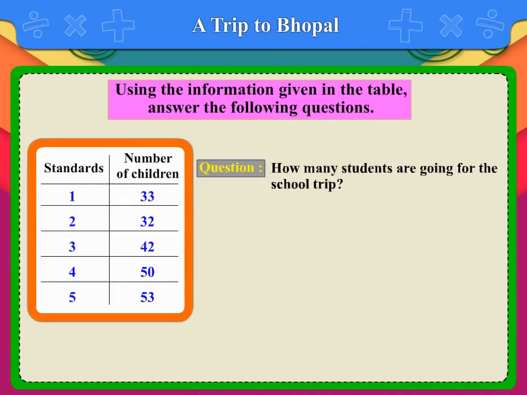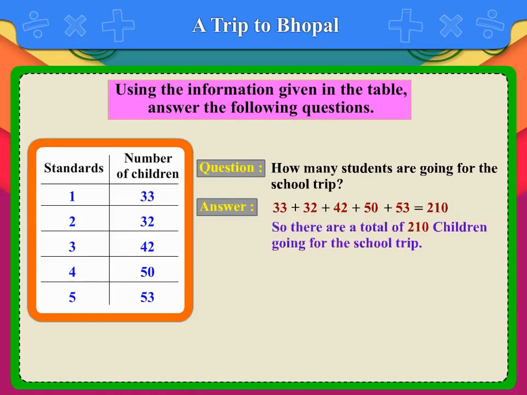Question: How many students are going for the school trip? Answer: 33 plus 32 plus 42 plus 50 plus 53 is equal to 210. So, there are a total of 210 children going for the school trip.